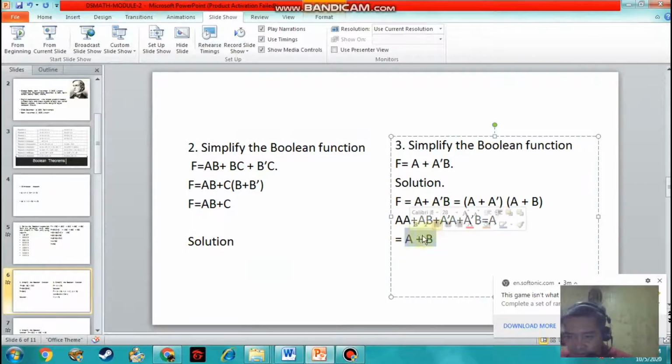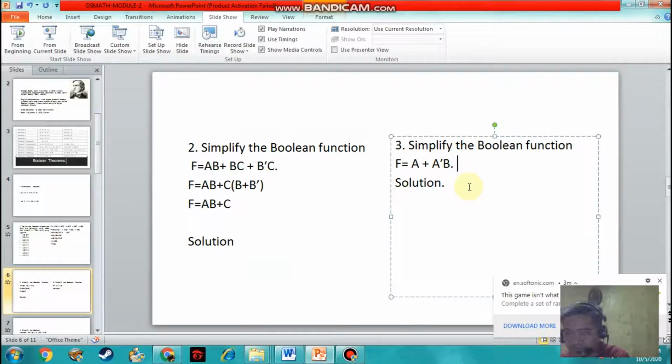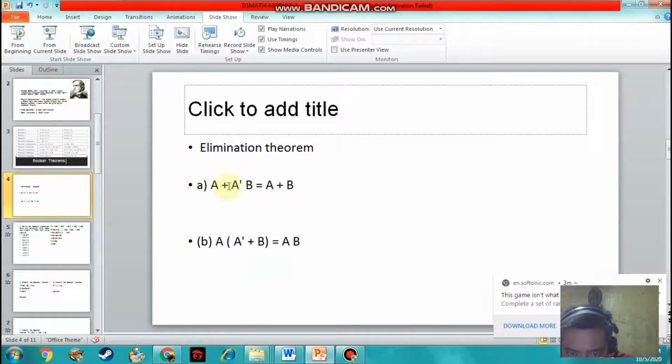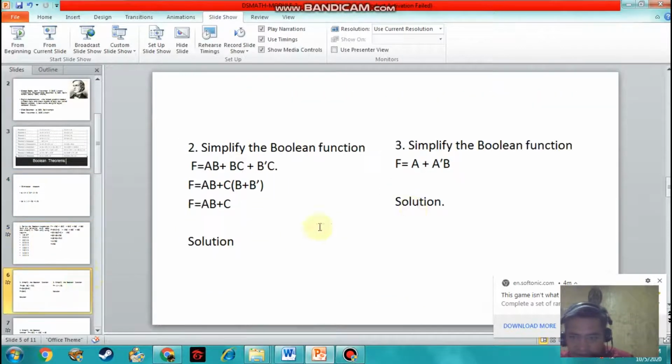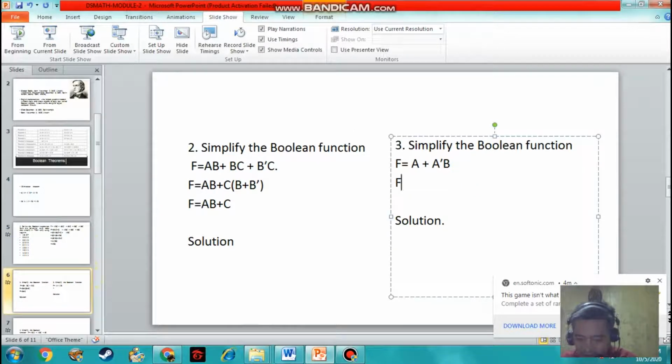So, ito. May sagot. AB. Sabi natin, A plus B daw ang sagot. Oo naman. Siyempre, diba? May katabi. A prime tapos yung katabi lang, diba? So, ano yan? Elimination. Diba? A plus A prime yung katabi. Magiging A na lang plus yung katabi. Ito, yung katabi ng A prime. So, ayan. F is equal to A plus yung katabi, which is B.